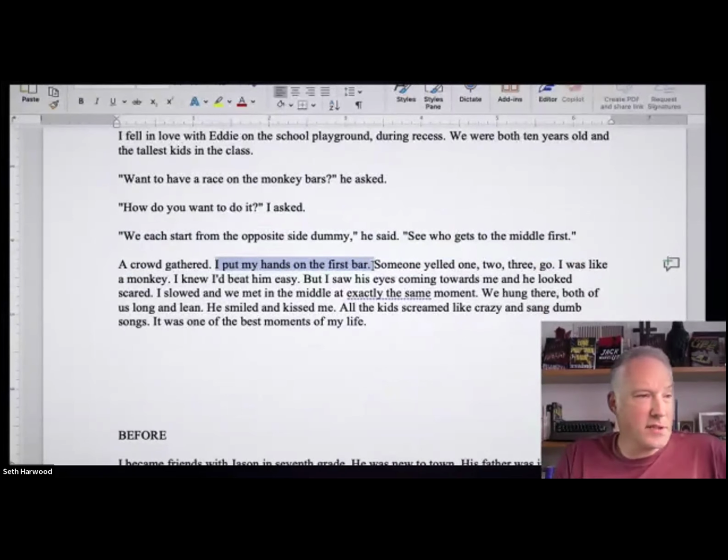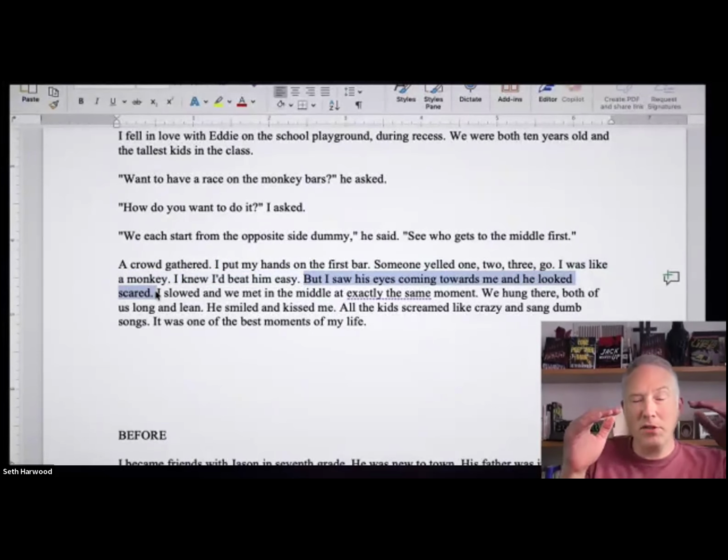This one doesn't take a lot of time. So here we're getting really to scene work, where story time is the same as text time. Someone yelled, "1, 2, 3, go." This is literally the dialogue, but it's still very much in scene. It's scene time. Text time is the same as story time. I was like a monkey. I knew I'd beat him easy, but I saw his eyes coming toward me and he looked scared.